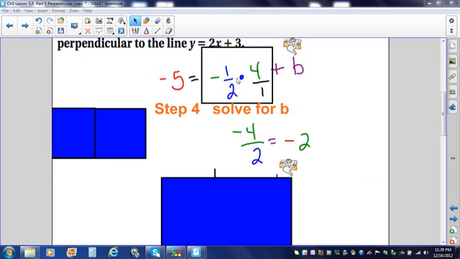So I'm going to do top times top. Negative 1 times 4 would be negative 4. Bottom times bottom will give me 2. When I divide that, that will give me negative 2.